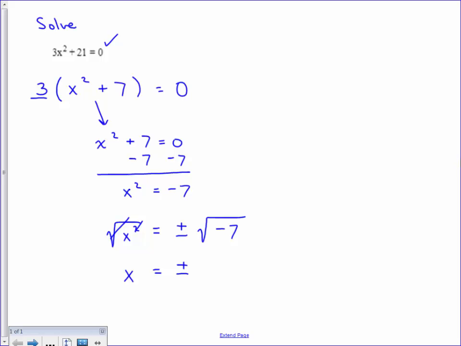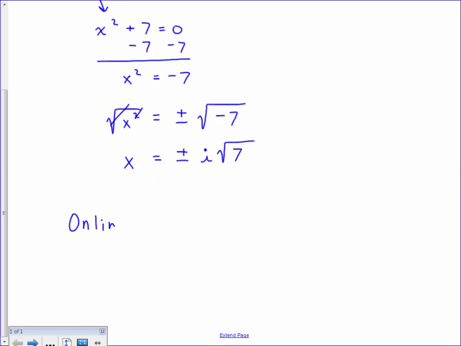And then remember from an earlier topic that if you take a square root of a negative number, then you're going to have an imaginary answer. 7 we notice is a prime number, so we can't do anything as far as the square root of the 7, but we can take the square root of the negative, so that means that an i would come out from under the root, and so I'd have plus and minus i root 7.